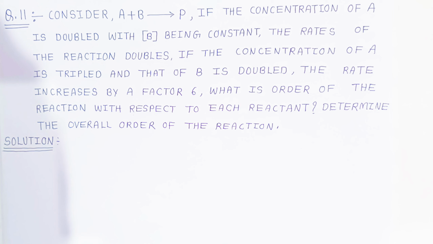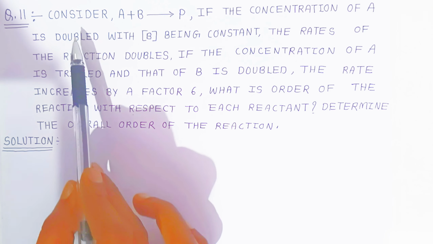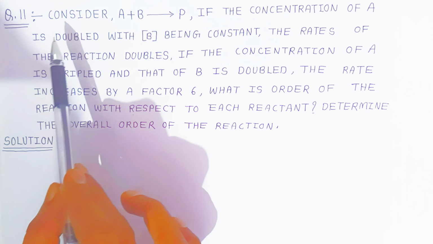In this video students, we are going to see the problem based on chemical kinetics, that is question 11. In this question, you have considered a reaction in which A combines with B and gives the product P. If the concentration of A is doubled with concentration of B constant, concentration of B you have to take as a constant, the rate of the reaction doubles.